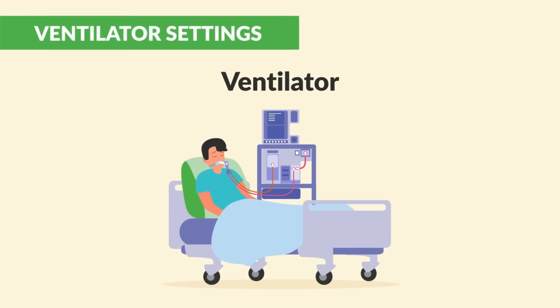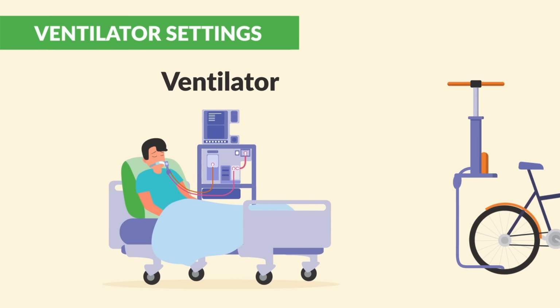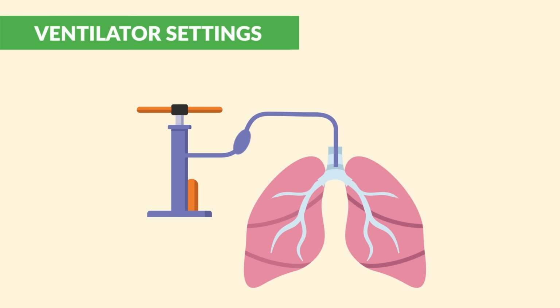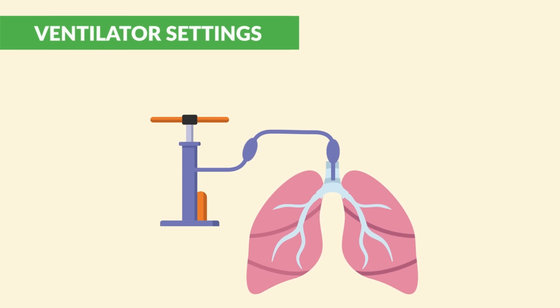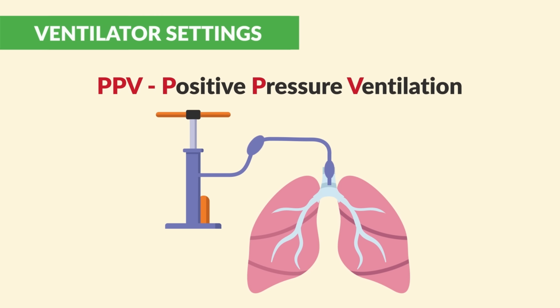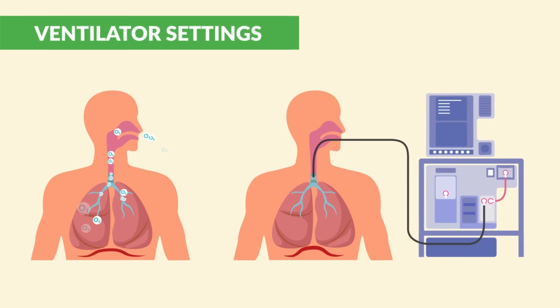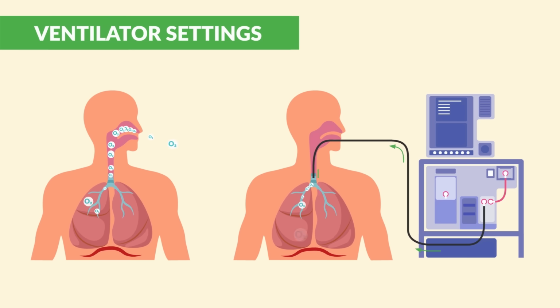And the ventilator is the actual machine that works a lot like an air pump that pumps air into tires on a bicycle. In the same way, we're pumping air into the lungs. This is called PPV, positive pressure ventilation, which is very different than normal breathing. You see, in normal breathing, the diaphragm and lungs use negative pressure to bring in oxygen, rather than having it blasted from positive pressure being pushed into the lungs.